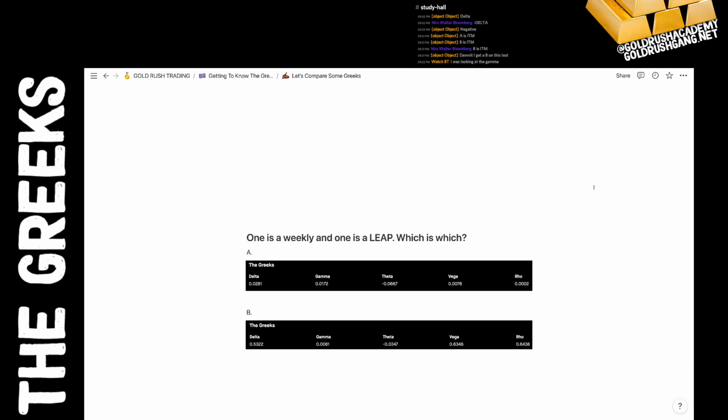All right, so this is the last question. One of these is a weekly and one of these is a leap. Which is which? And I think this is Carvana, if I'm not mistaken. So B, I'm thinking, is the leap.